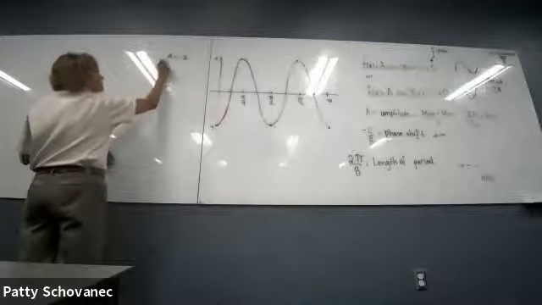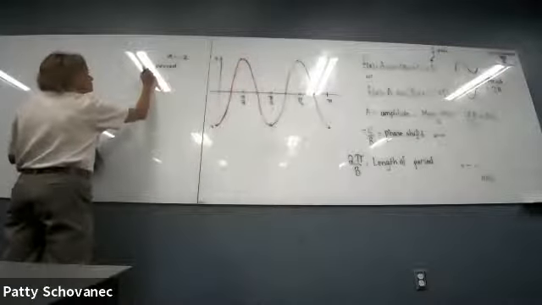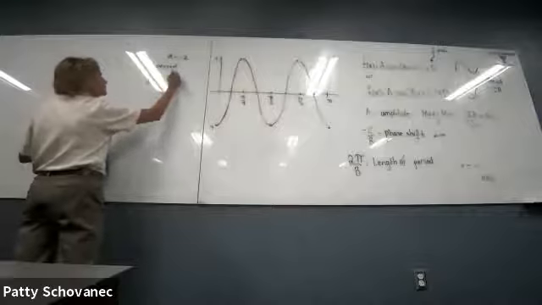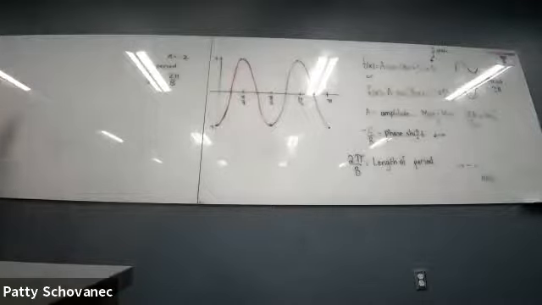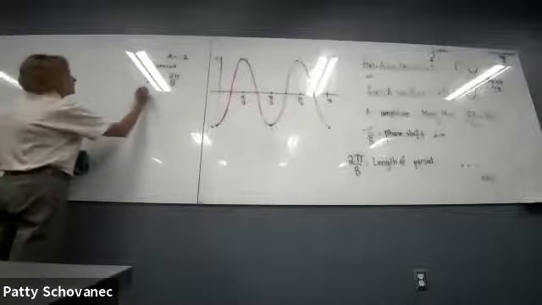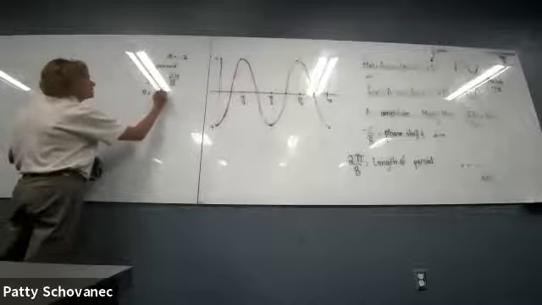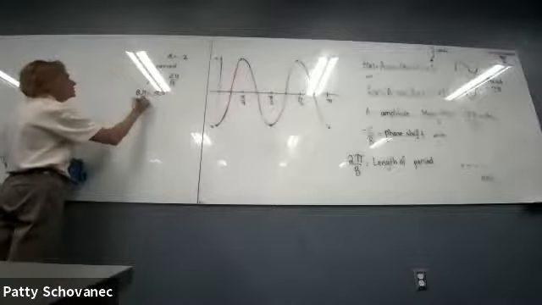This one shows a period of 1 cycle, completes in an interval of length pi over 2. So we're going to solve this equation for B. So what's B? Multiply by 2, divide by pi, what do you get? 4. B is 4, right? Here's what you get when you cross multiply by 2, multiply by B, divide by pi.